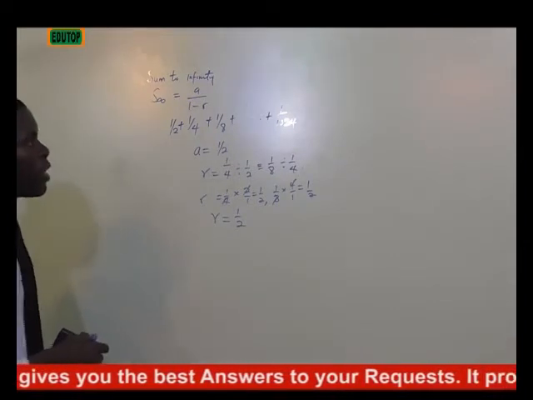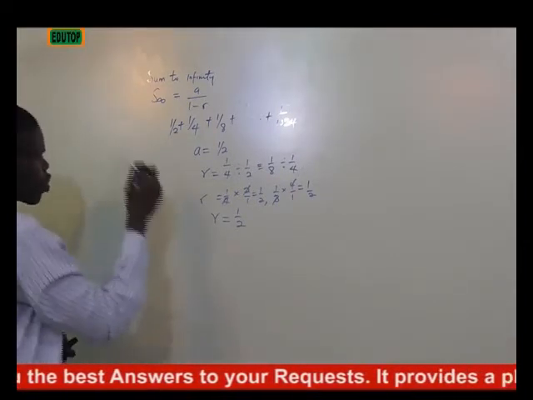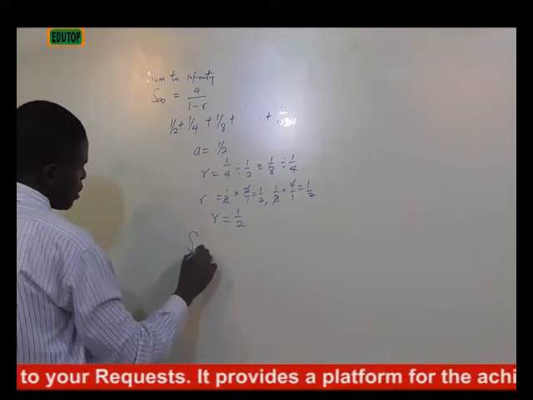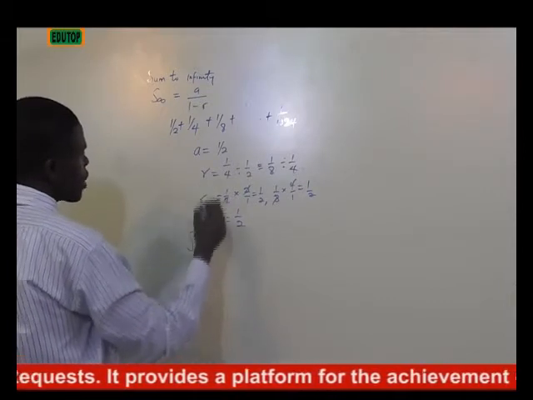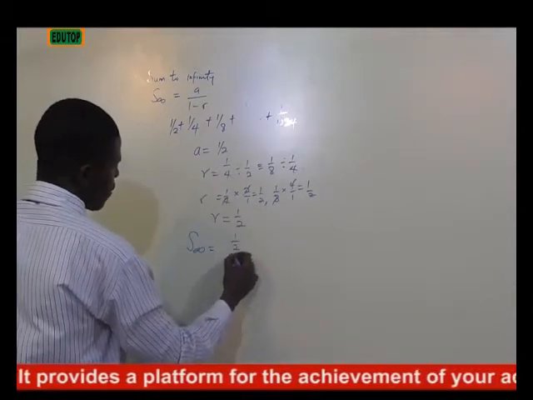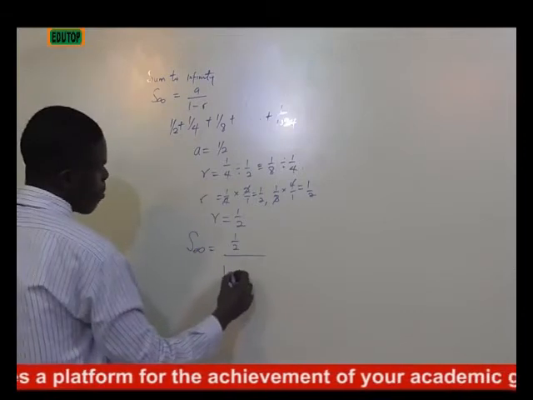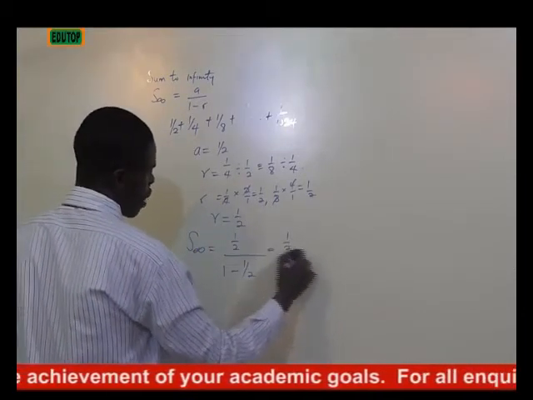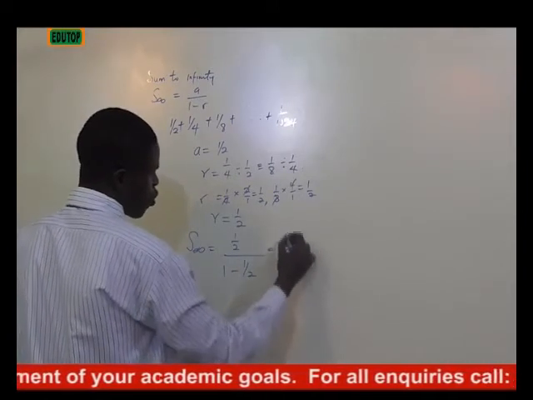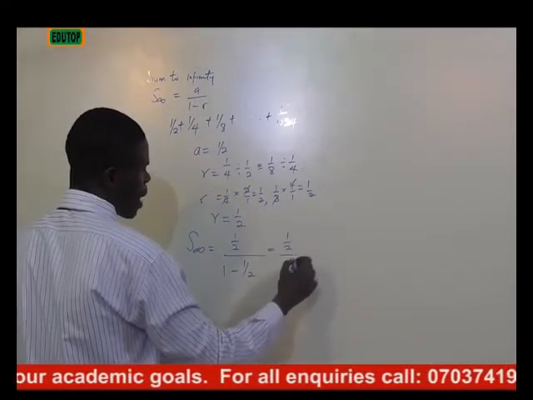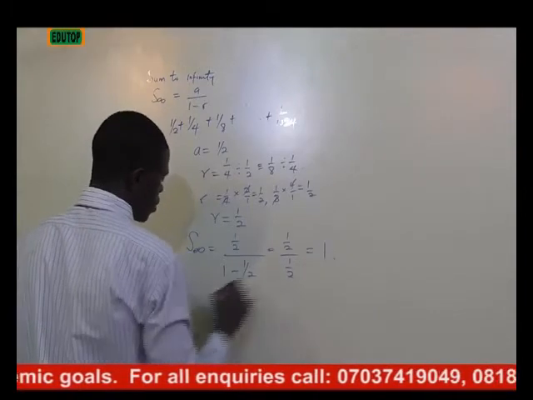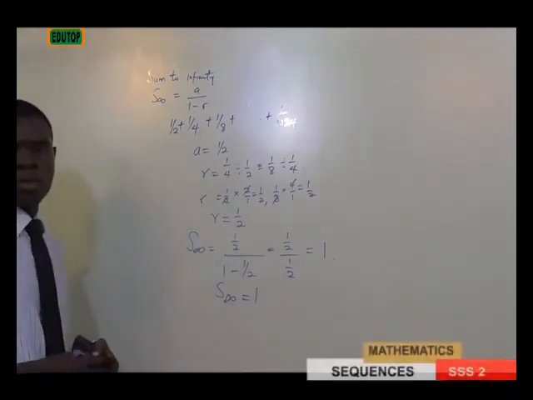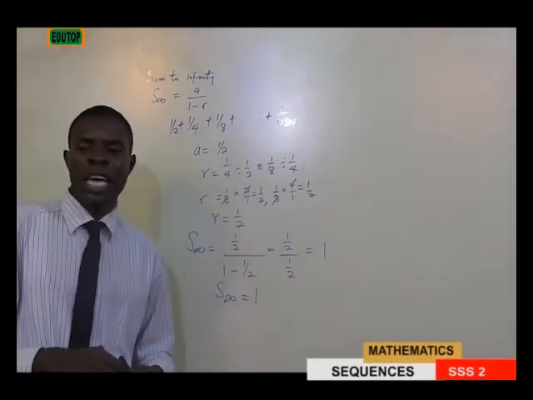Now, the question asks us to look for the sum to infinity, and the formula is sum to infinity equals A over 1 minus R. What is our A? Our A is half. That is the first term. So 1 minus half, then that gives 1 over 2 over 1 minus half is half. So half divided by half gives us 1. So that means the sum to infinity is 1.